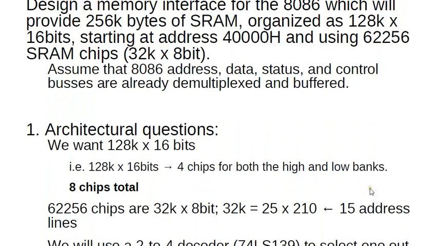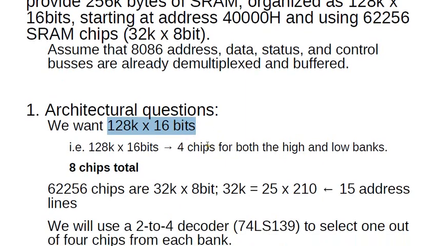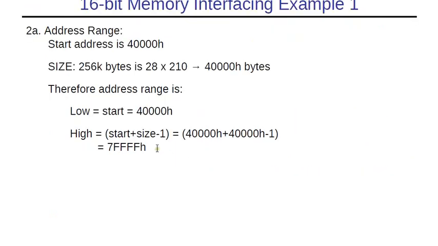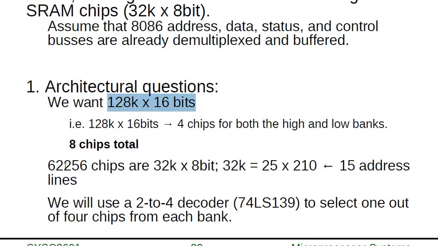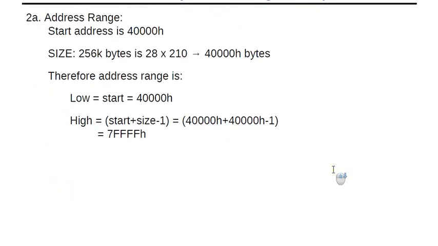We have another example where we need to generate 128K by 16 bits. So in total we have 8 chips of 62256, each of which is 32 kilobytes by 8 bits. The 32 is generated by 2 to the power 5, and then 2 to the power 10 generates the 1K section. So 5 plus 10, 15 address lines are needed here.